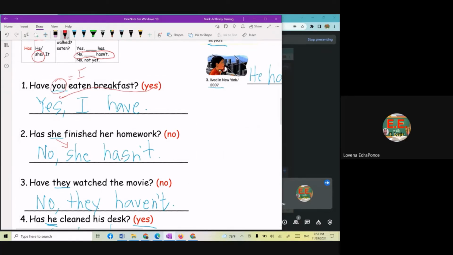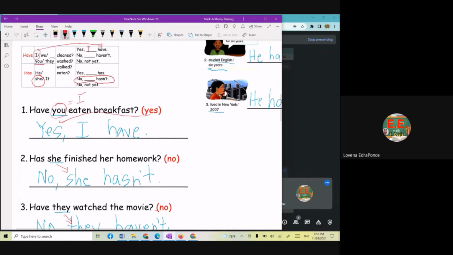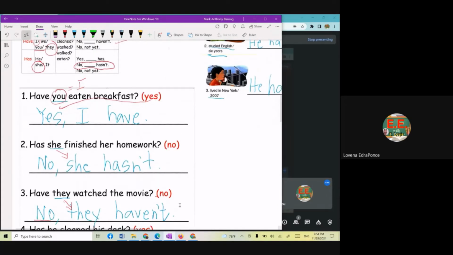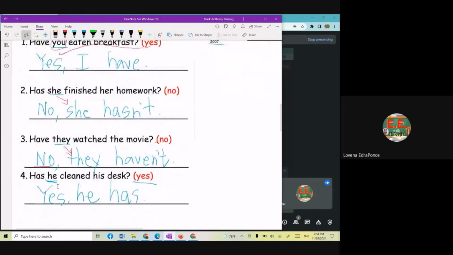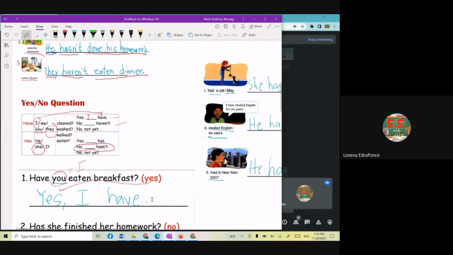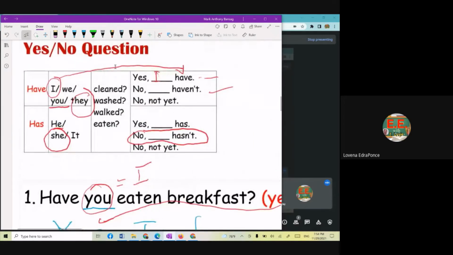And for number 3, have they watched the movie? The answer is no. So no, they. If we're going to use they, have or haven't. And the answer is no, they haven't. Has he cleaned his desk? Let's say the answer is yes. He, and if we're going to use he, it's has. Yes, he has. All right, so that's how. Basically just follow this one.